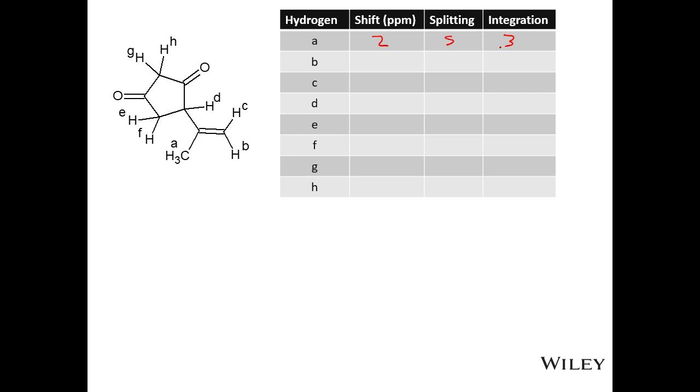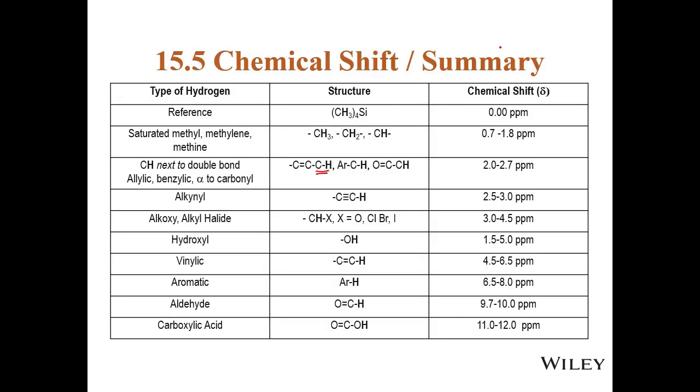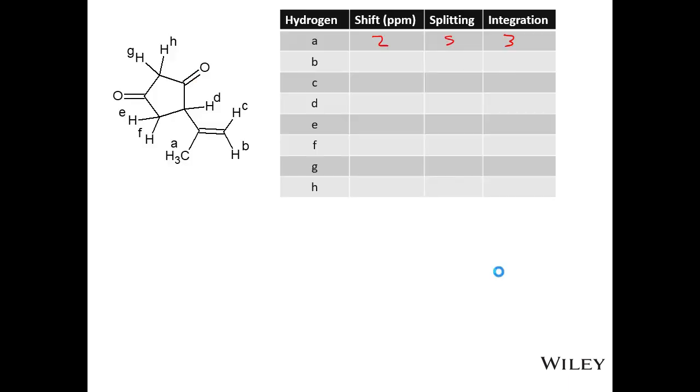B, this is in the vinylic range, so again we could come up here, go to vinylic, and now we're looking at this range out here, and so we would expect to find these peaks somewhere around 5, and that would be for both B and C, approximately 5. Splitting, because they are not equivalent, they are geminal, but they still split each other even though they're on the same carbon. So both of these would be doublets, 1 hydrogen.